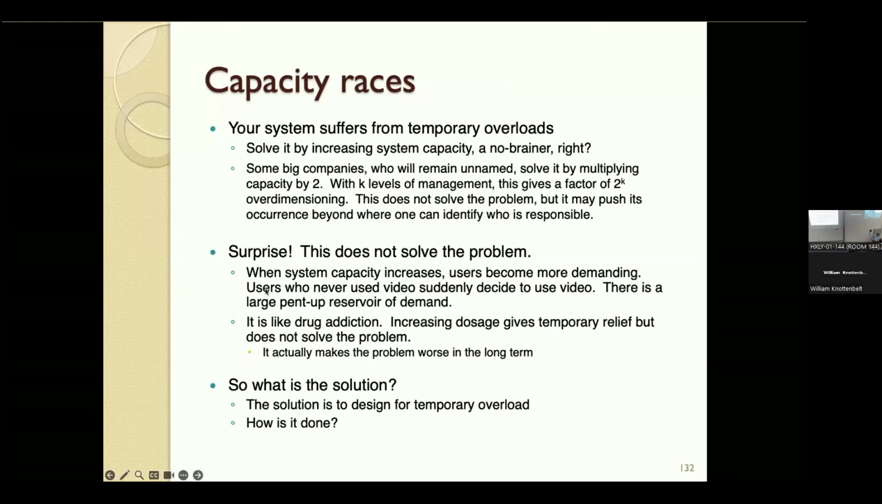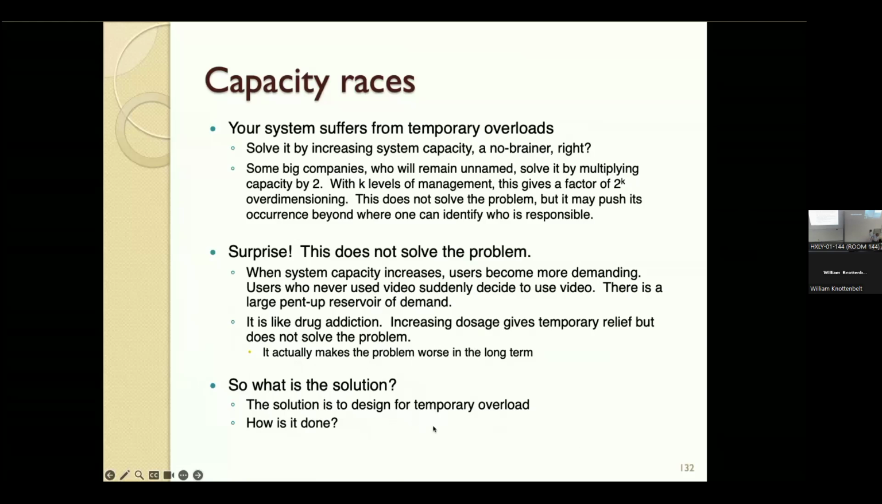Okay, so the surprise: it does not solve the problem. So what happens when you increase the capacity? Users, initially, are happy and then they become more demanding. They start doing HD videos or 4K videos. People who never did videos in their life start doing videos, more and more. So it's like drug addiction. You will always have overload, okay? You will not solve it by overdimensioning. It actually makes the problem worse, because when the overload does occur, it occurs at a bigger scale, okay? So that's not the solution.